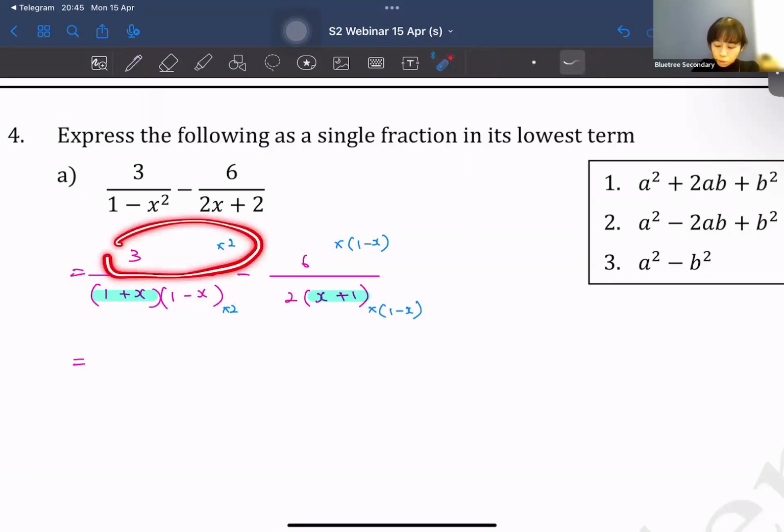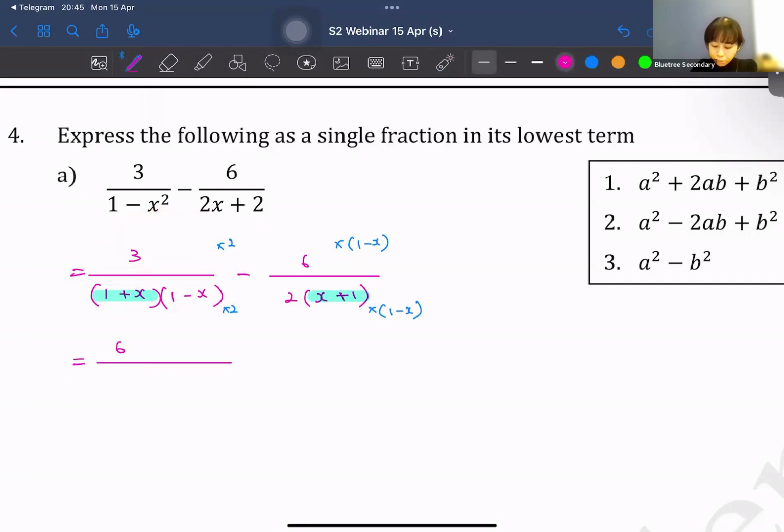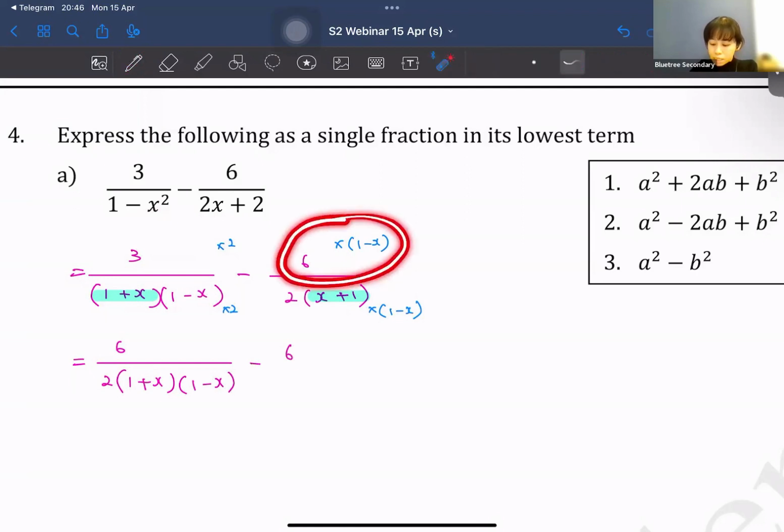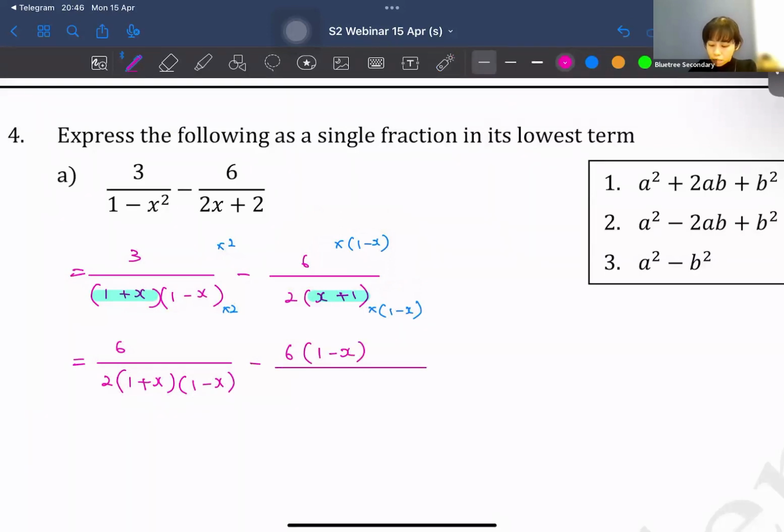So I'm going to straight away do this multiplication to give me 6, over the LCM of your denominators, which is going to be 2 times 1 plus x times 1 minus x. Minus away your second fraction's numerator, which is going to be 6 times 1 minus x, over that same LCM.